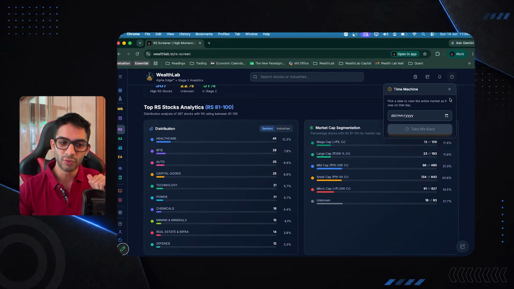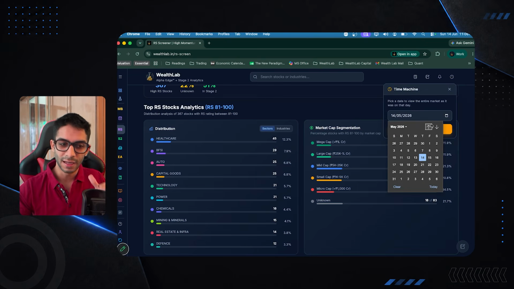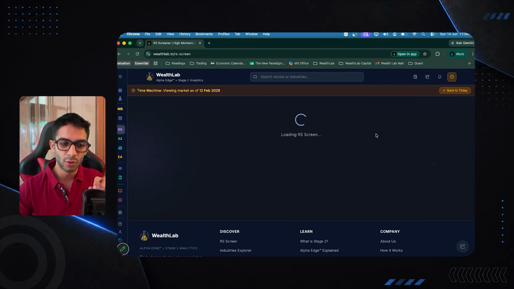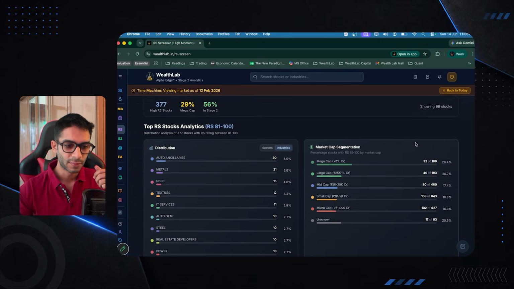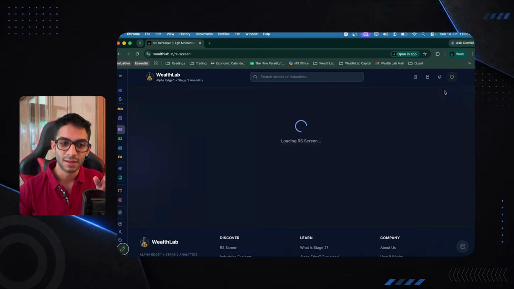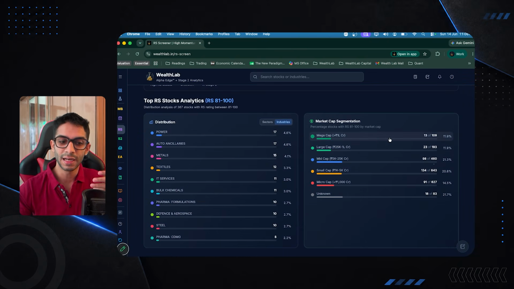If I take you back to February when we were being corrected and the market was in a drawdown, this is a time machine tool so that you can go back in time and see what the market was like back then. If I go to 12th Feb, you will see that, because I explicitly remember this, 50% of the strength was coming from mega and large caps, and mid cap and small cap barely had strength. If we come back to today, you will see that mega and large caps are only 22% of the top 20%, and mid and small caps have taken over here.